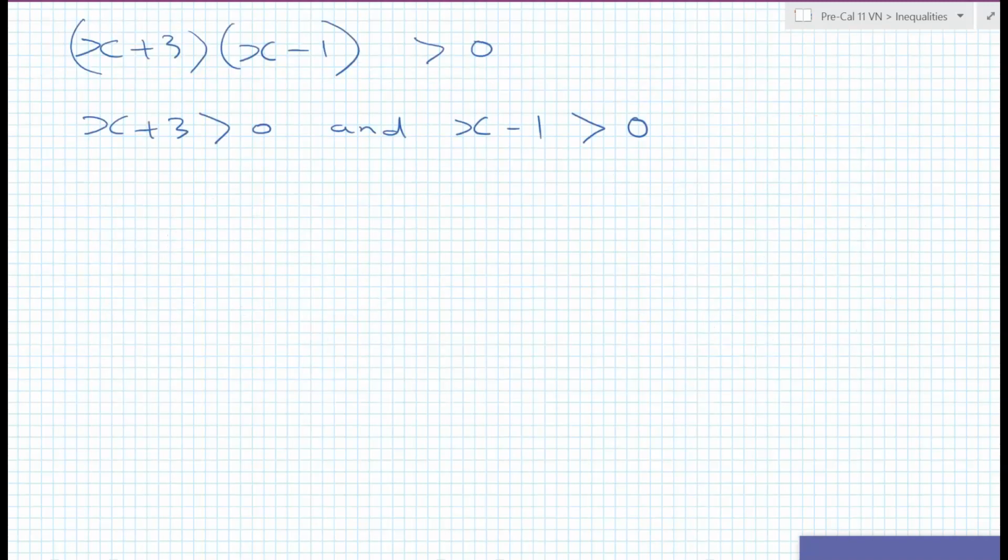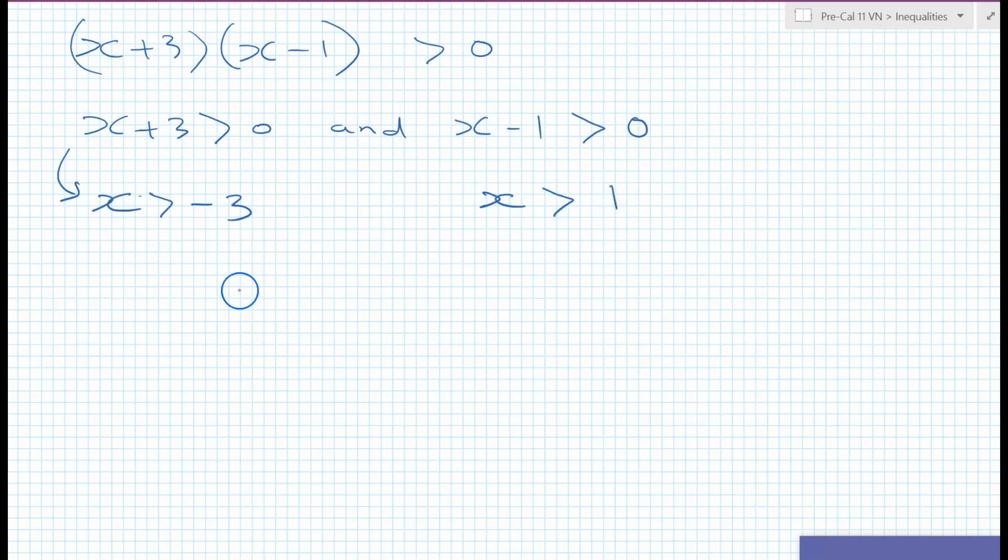So for the first case, we take both of these brackets as positive values. So x plus 3 has to be greater than 0 and x minus 1 has to be greater than 0. We're going to solve these very easily, it's a linear inequality, and you know how to do that. So the solution for the inequality on top is x greater than negative 3. The solution to the other one is x greater than 1.